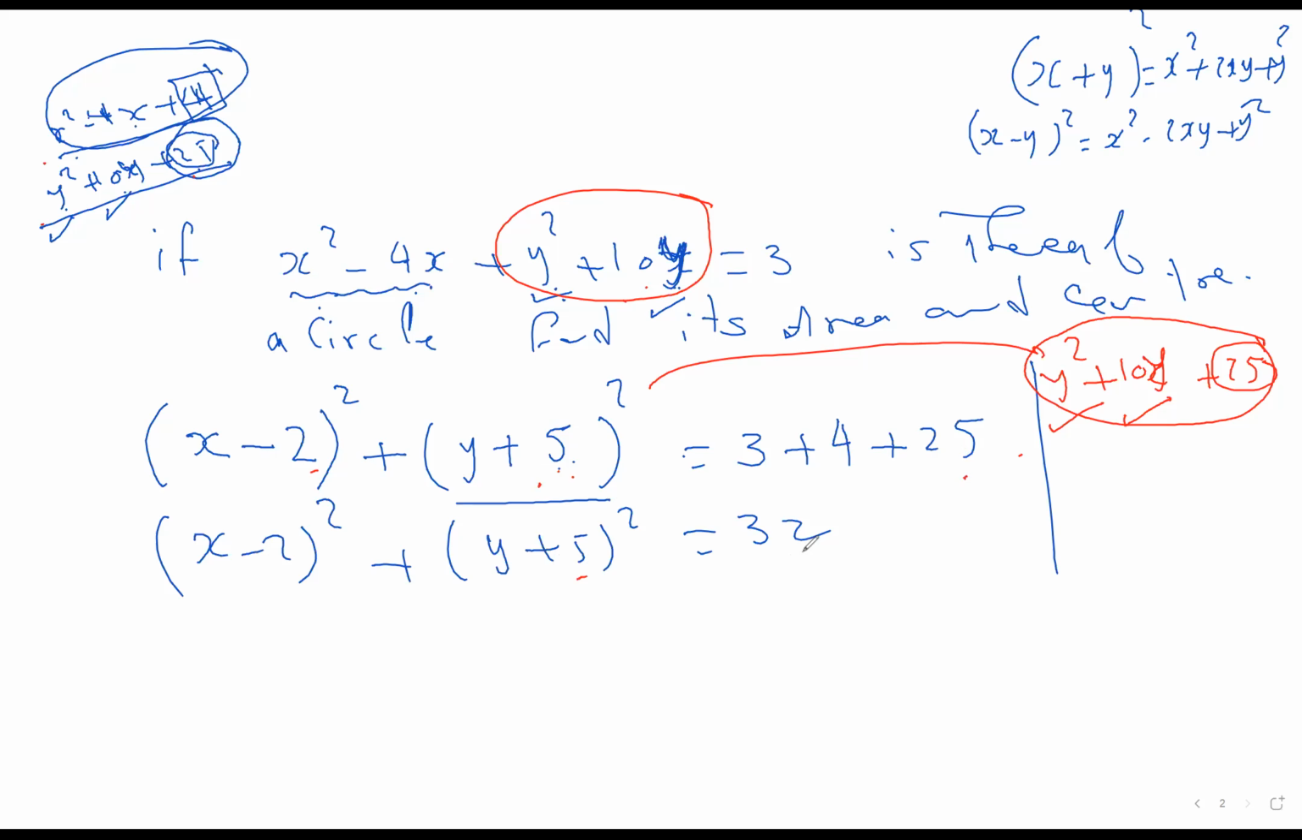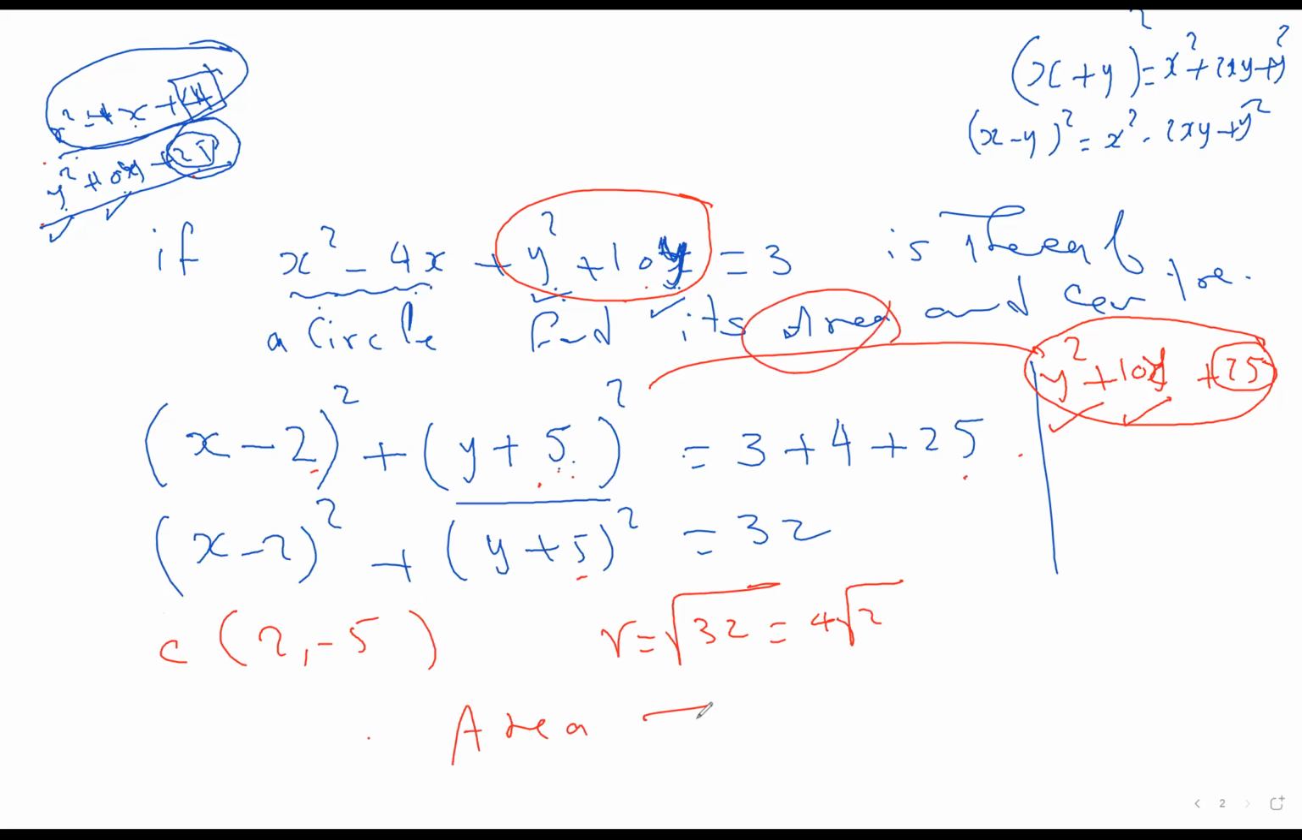We root the form of the equation now. Then we have the center, which is 2 and negative 5. And we have the radius, which is root 32, which is 4 root 2. Okay? So what about the area of the circle? The area will be pi r squared. This is pi, and r squared is already in the equation. It will be 32 pi. This is the area of the circle.